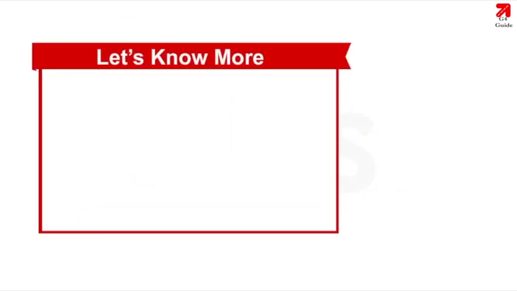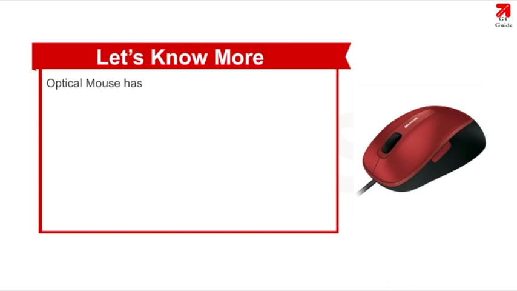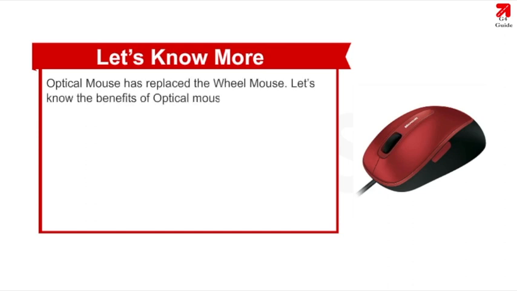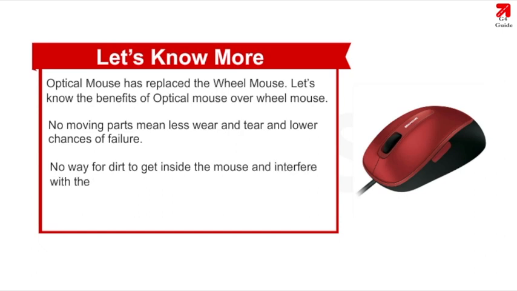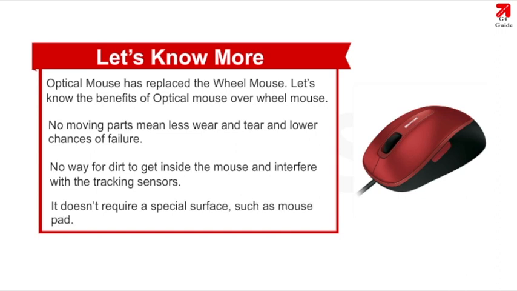Students, over a period of time, the optical mouse has replaced the wheel mouse. Let's know the benefits of the optical mouse over the wheel mouse. No moving parts mean less wear and tear and lower chances of failure. No way for dirt to get inside the mouse and interfere with the tracking sensors. It doesn't require a special surface such as a mouse pad.